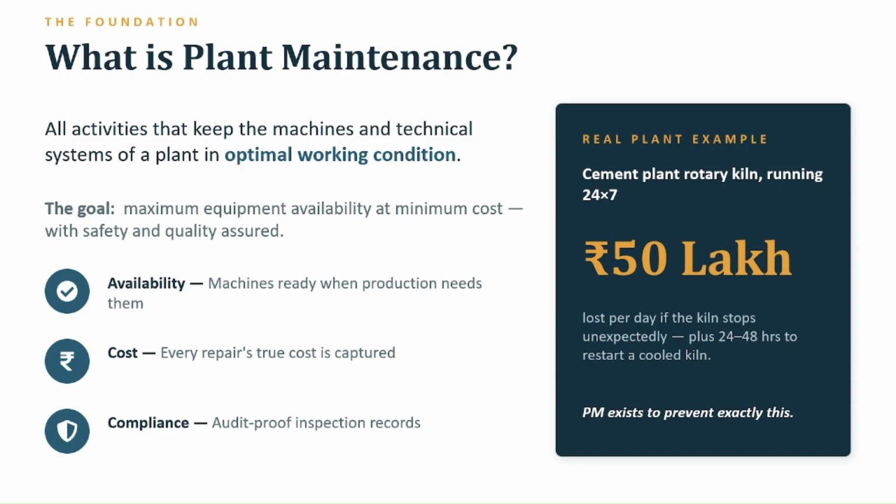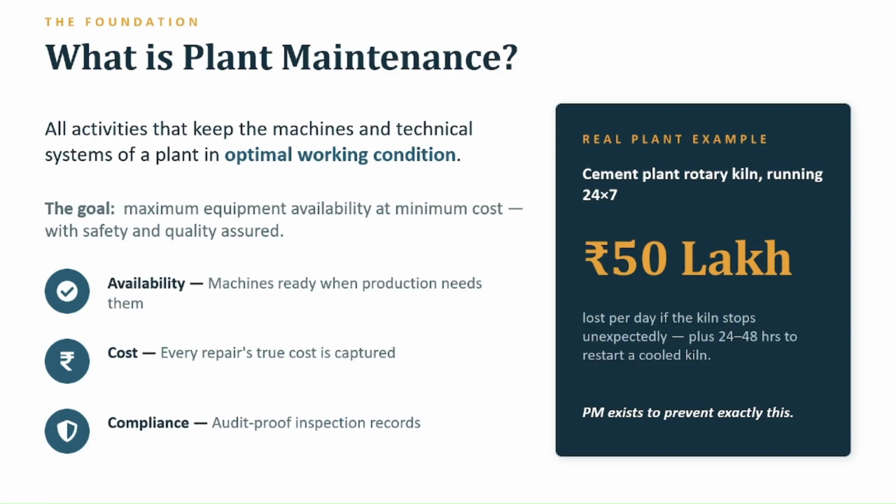So the first question is, what is plant maintenance? In a simple way, the plant maintenance module helps keep the machines and technical systems of a plant in optimal working condition. The goal of plant maintenance is maximum equipment availability at minimum cost, with safety and quality assured.